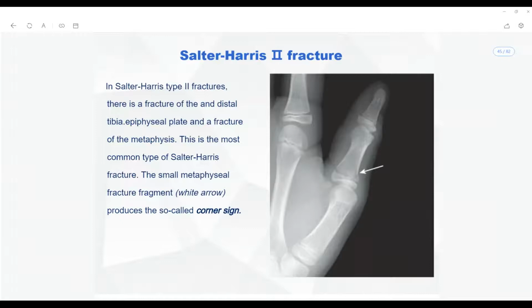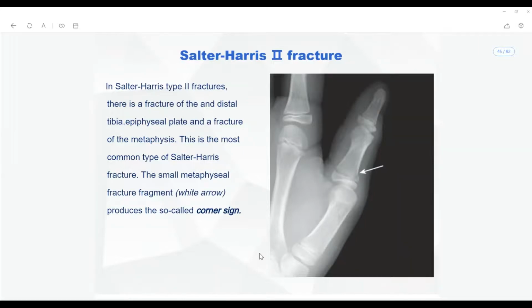Yes, they should be forming a long tubular bone, but they are not forming the long tubular bone. So there is a separation of the epiphyseal plate, and the provisional zone of calcification and the zone of ossification are technically compromised here, along with the breakage of the metaphysis part. So that's the reason it is called the corner sign, right? Okay, let's see the next types.